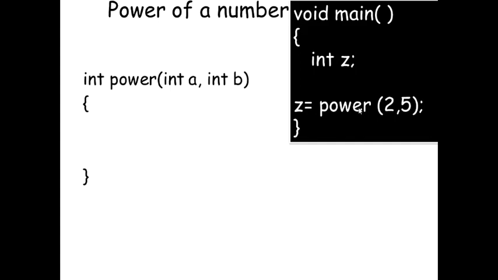But I would like to compute the power of 2 raised to 5. This can be anything that you want to put. However, the arguments that you put over here should match the number of arguments you have put in your formal parameter list. This is the formal parameter list.